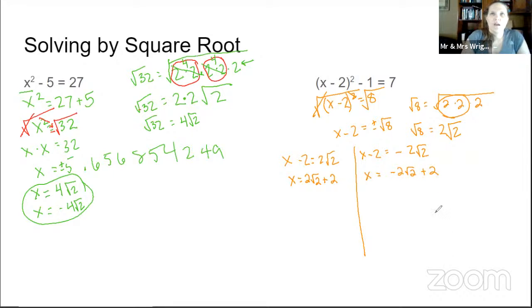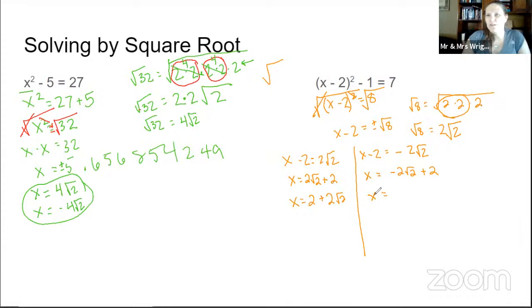Now, usually I think that the format for radicals, which is the name of the square root symbol, that's called a radical, is that they're going to go after the constants. So the best way to write this would be x is 2 plus 2 square root of 2. So I've taken this term and moved it to the right, and it was positive, so that didn't change. And this term and moved it over here, and it's positive, so that didn't change. So you can do that kind of moving around.